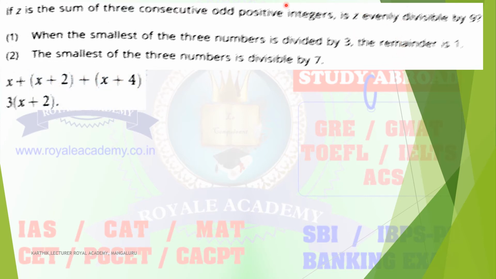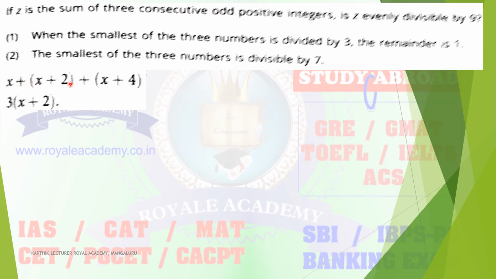Three consecutive odd integers, we don't know which, so any value can be chosen. I will select x, so x is equal to 1, then x plus 2 is 1 plus 2, that is 3, and x plus 4 is 1 plus 4, that is 5. So 1, 3, 5. In place of x you can take any value. So I will take x, x plus 2, x plus 4.